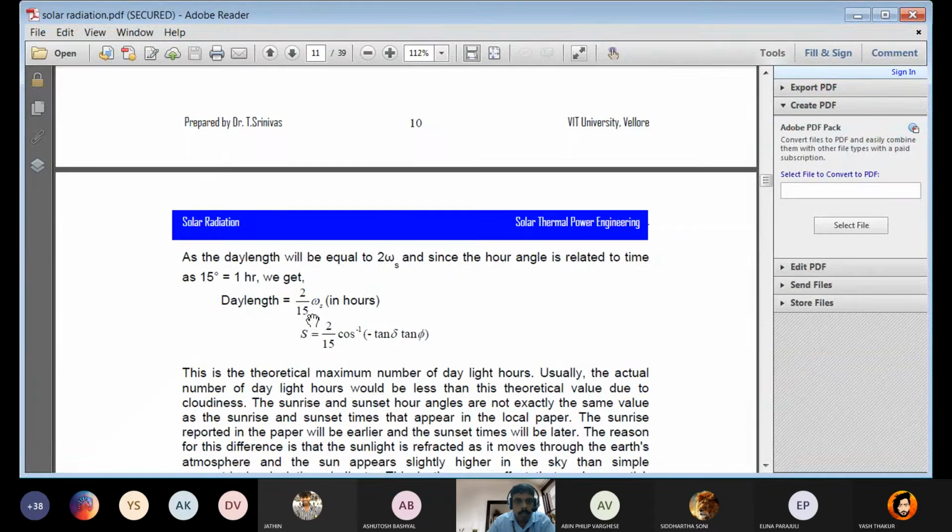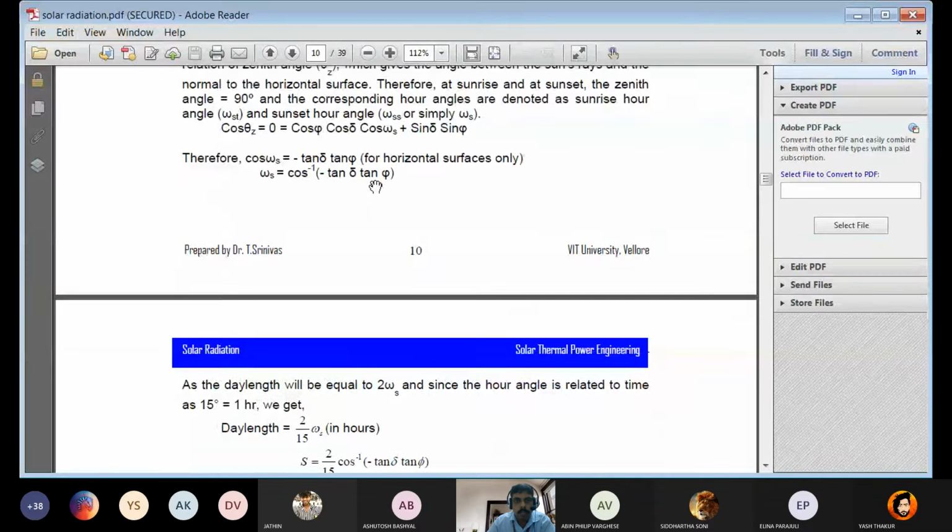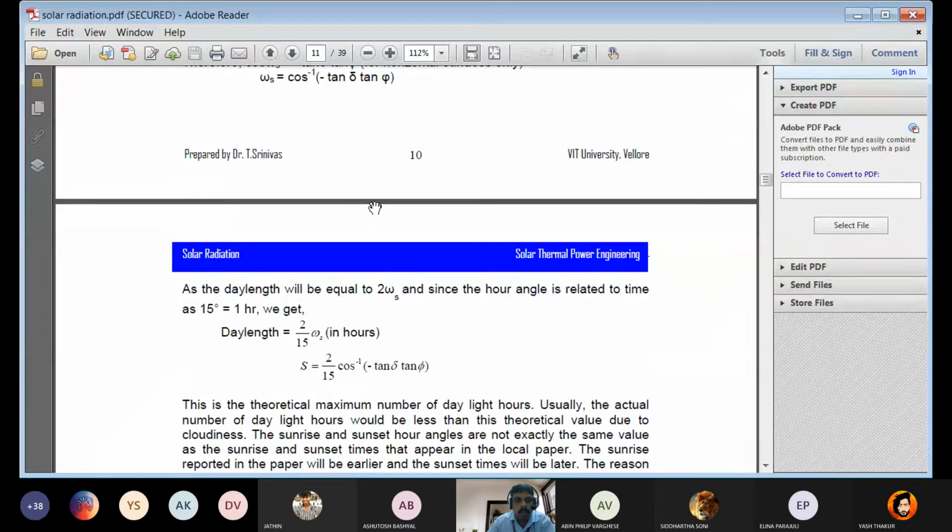So day length is given by 2 by 15 omega s. Omega s is given by cos inverse of minus tan delta tan phi. So day length means how much time in hours solar radiation is available. So 1 hour is equal to 15 degrees of solar rotation, right? So day length means 2 by 15 omega s, which is 2 by 15 cos inverse of minus tan delta tan phi. This relation is also needed.